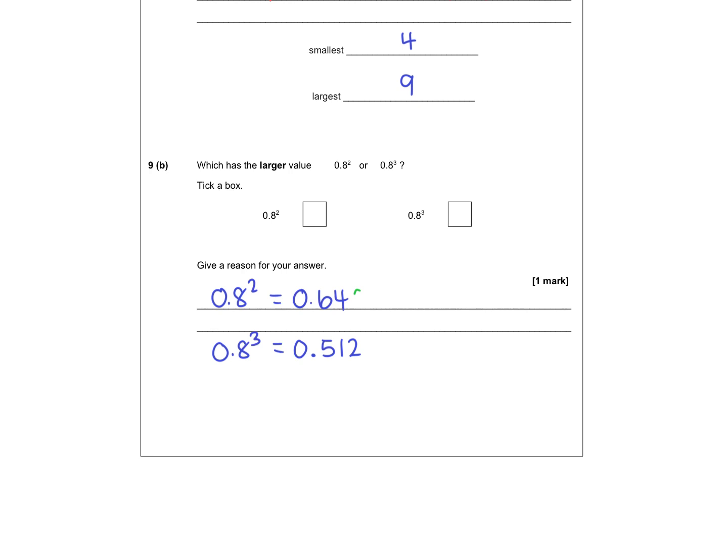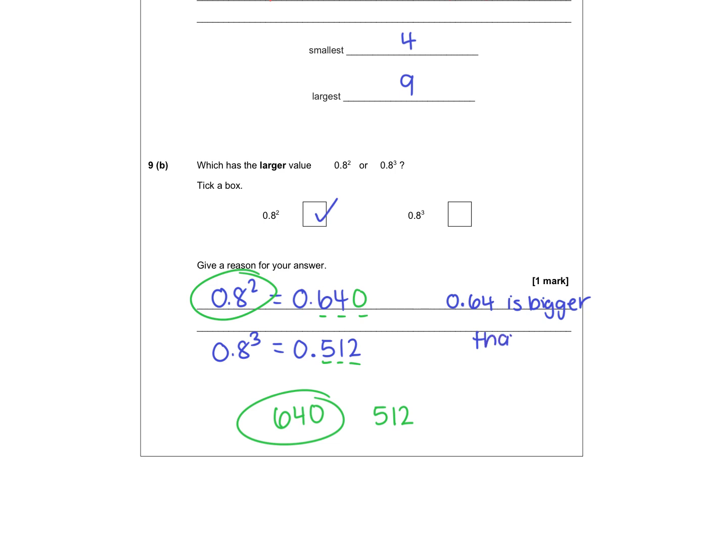Remember, when we compare decimals, they have to have the same amount of decimal places. This has 1, 2, 3, so we have to make sure that this one also has 3 decimal places by adding a 0. So now we're trying to compare 640 and 512. Which of those is larger? And that's going to be 640, which means 0.8 squared is the larger one. So tick the box for 0.8 squared, and if you had that kind of working out, you should have gotten a mark for that. And I would say because 0.64 is bigger than 0.512. That's what I would do, especially because I had my calculator.